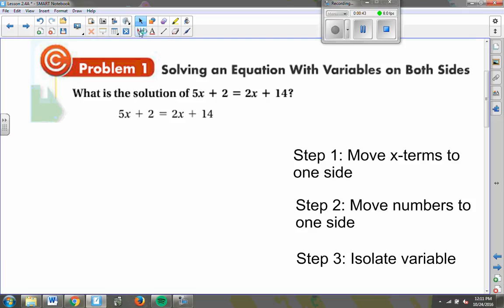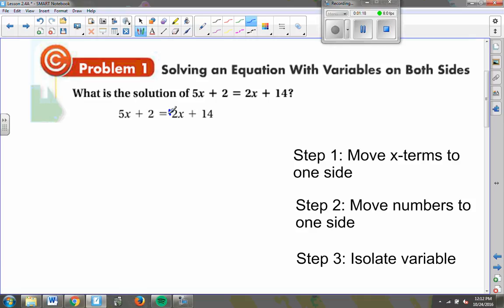So here they tell us 5x plus 2 equals 2x plus 14. Now, the first thing we have to realize is that we have variable terms, x terms, on both sides of the equal sign. And that's no good if we're trying to solve or isolate that variable. We're trying to get it all by itself. So the very first thing we have to do is move all of the x terms to the same side, okay? So what I'm going to do is I'm going to find the smaller of the two x terms because they're both positive, and I'm going to get rid of this term and move it over to the other side.